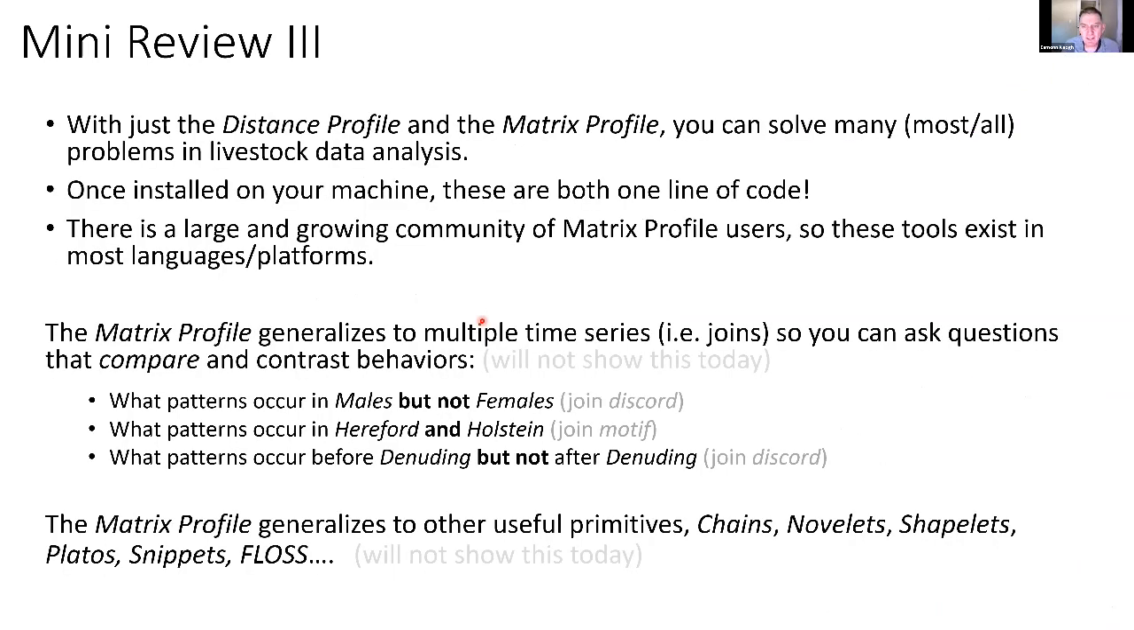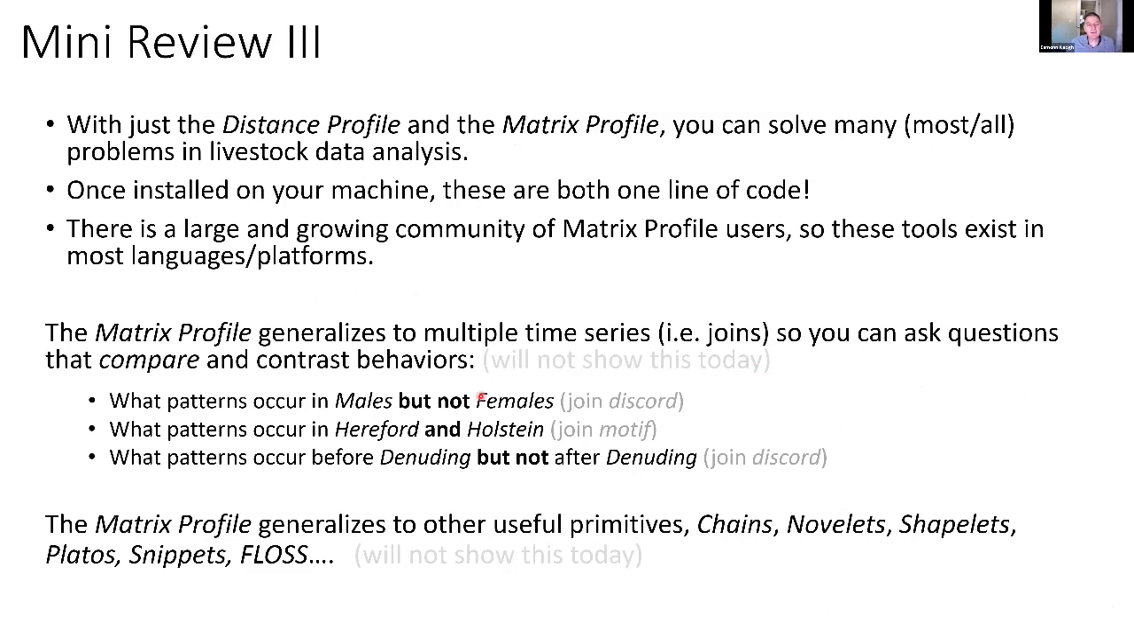So I'm not going to show you this today, but the matrix profile actually generalizes even further. I showed you an example where we look within one time series, but you can look between two different time series. These are called joins. We can use this to compare and contrast behaviors. So you can ask questions in English and then translate them into two lines of code and solve them.